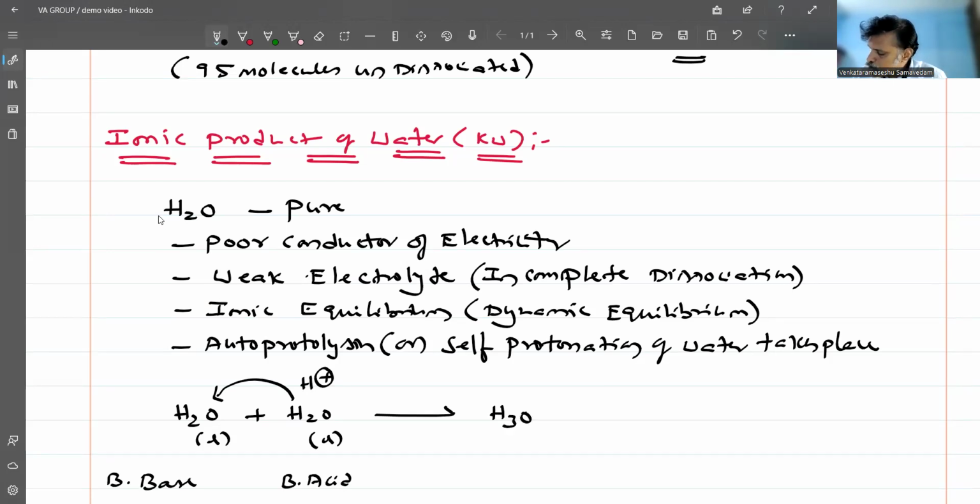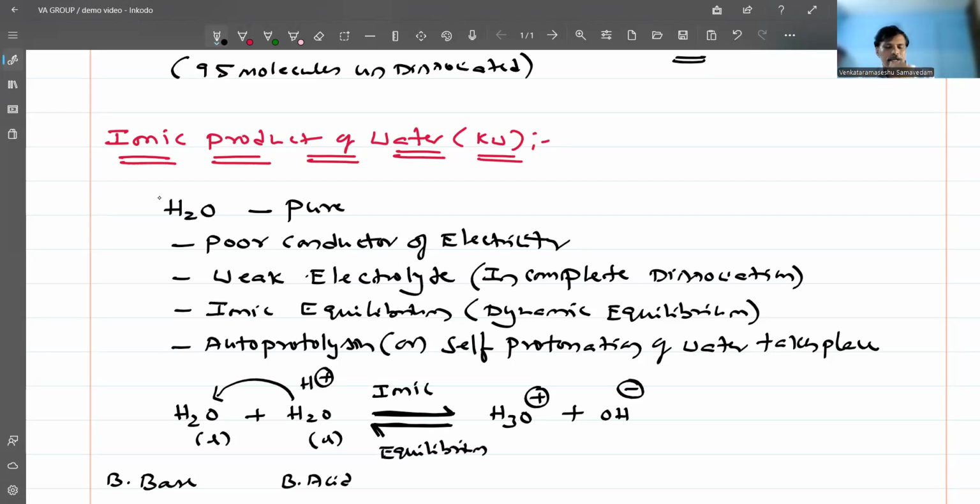Then there develop H3O plus ions and OH minus ions in the water. But an equilibrium is established. Why? Because water acts as a poor conductor of electricity, a weak electrolyte. Then ionic equilibrium develops. You see why I explained weak electrolyte and strong electrolyte earlier.